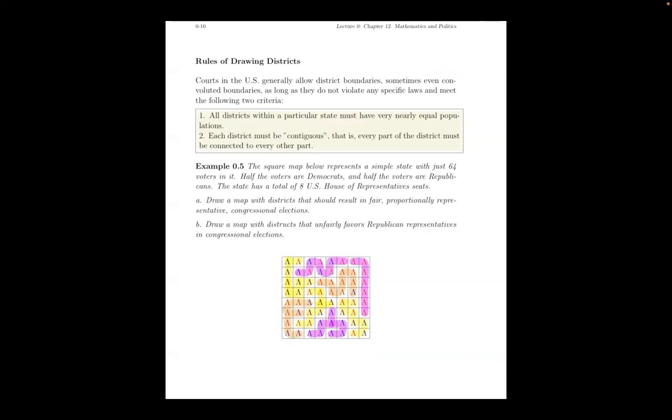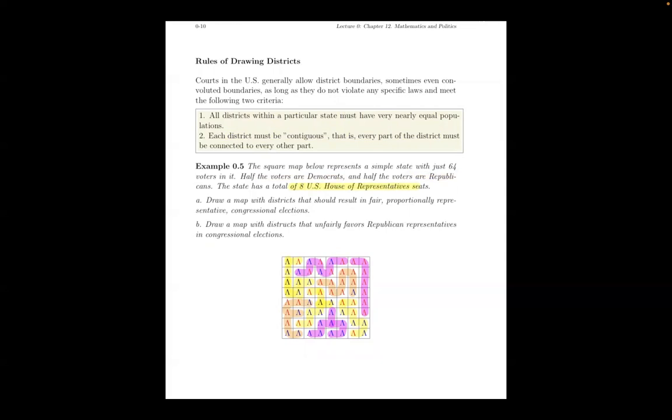So let's try to do an example here. We've got a fictitious state. There are 64 households in this state, or 64 voters in this state, we might say. It's 8 by 8. And half of the voters are Democrats, half of the voters are Republicans. So 32 and 32. And the state has 8 total U.S. House of Representatives seats. This is all made up. These are smaller, simpler numbers.